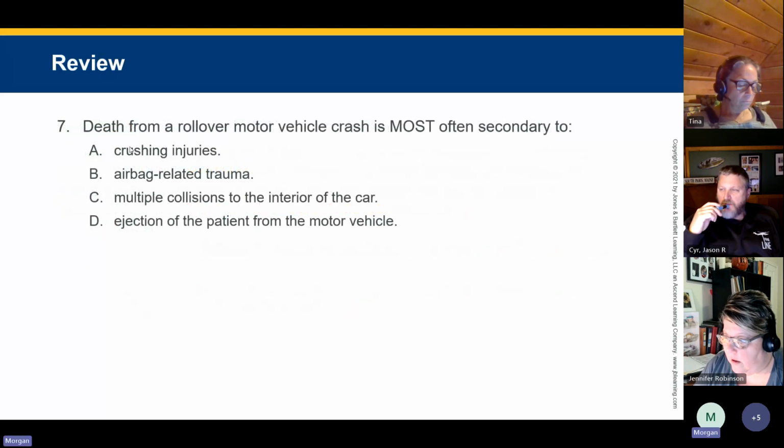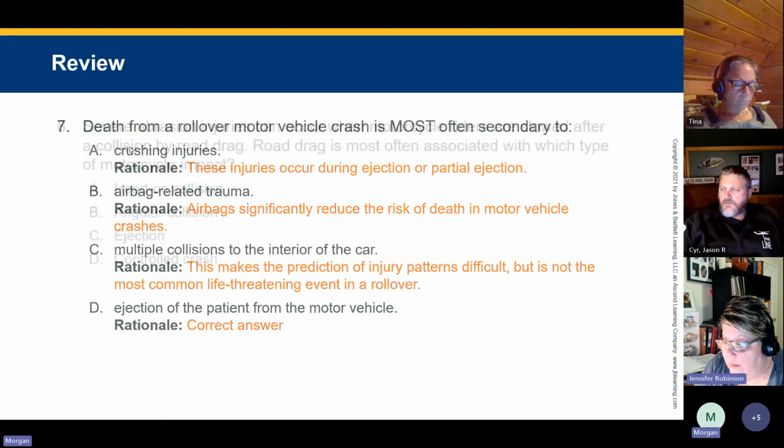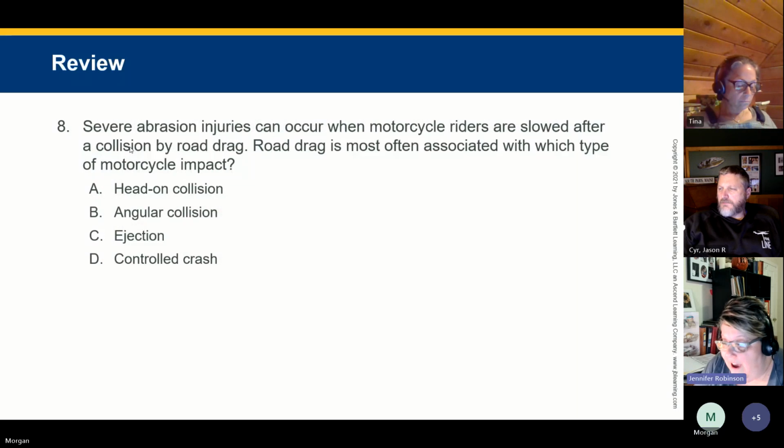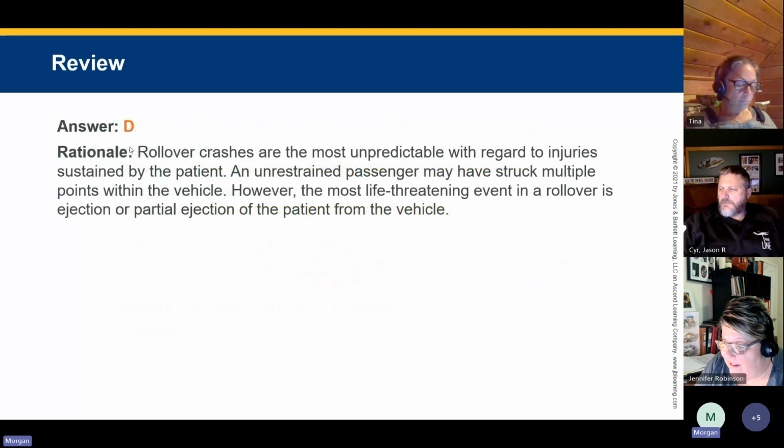Death from a rollover motor vehicle crash is most often secondary to A, crushing injuries, B, airbag-related trauma, C, multiple collisions in the interior of the car, D, ejection of the patient from the motor vehicle. I think D. You said D. Yeah, they said D in the slides. That's when they get thrown like a missile. I think it could be C. I think it could have been, but they talked about it in the slide. One of the big indicators.